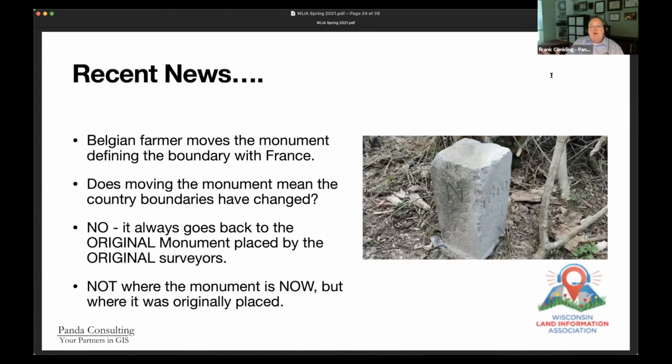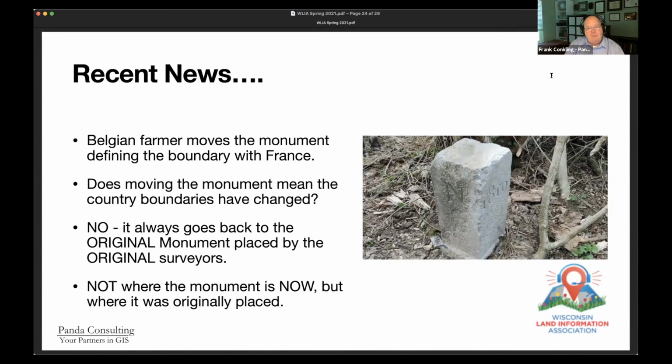All right, so I love this. This was like a week ago. I saw in the news that a Belgian farmer was plowing his fields, and he hit a monument that was in his way. So what he did is he picked up the monument and moved it 7 feet.